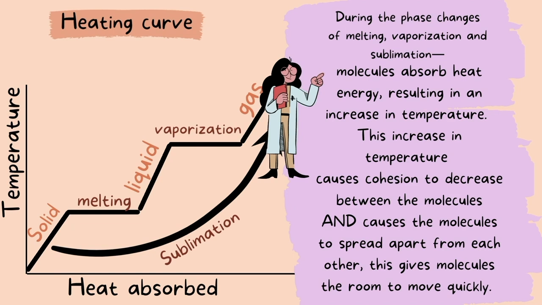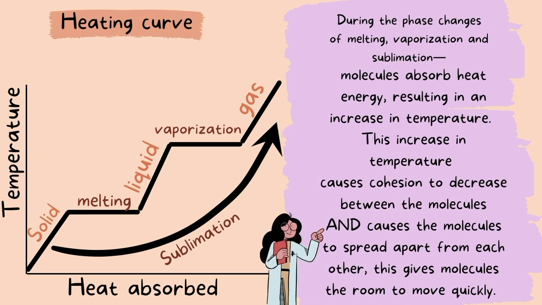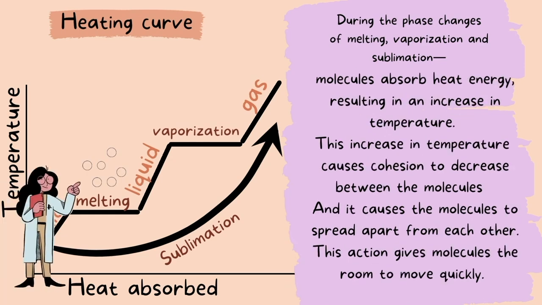This results in an increase in temperature. The increase in temperature causes cohesion to decrease. And by the way, cohesion is kind of like the glue that keeps the molecules attached to one another. This decrease in cohesion lets the molecules spread apart from each other and move freely and quickly. So here's a quick visual of what the molecules would look like as you go up the heating curve from solid to liquid to gas.